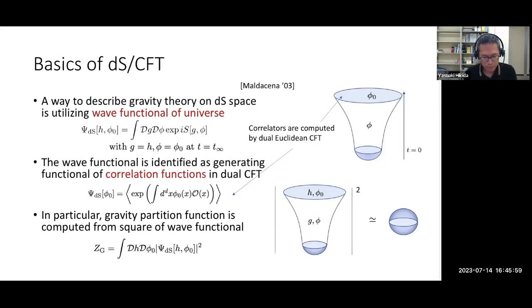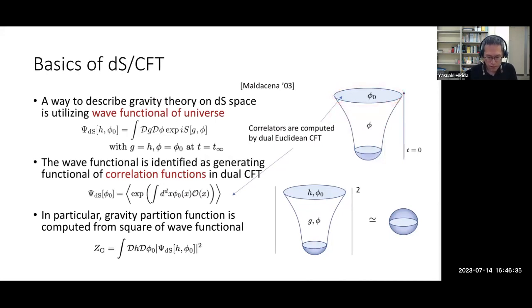And now I want to consider the dS3 version of it. But in this case, the fundamental object in de Sitter space is not the partition function, but is given by the wave functional of the universe. The wave functional of the universe is constructed by integrating over the fields living in the bulk, and we assign some boundary condition at future infinity.